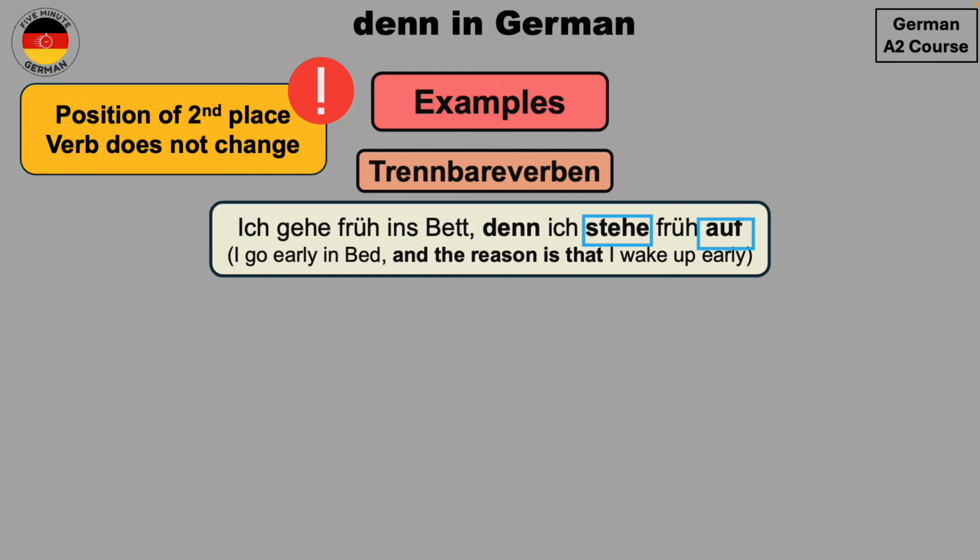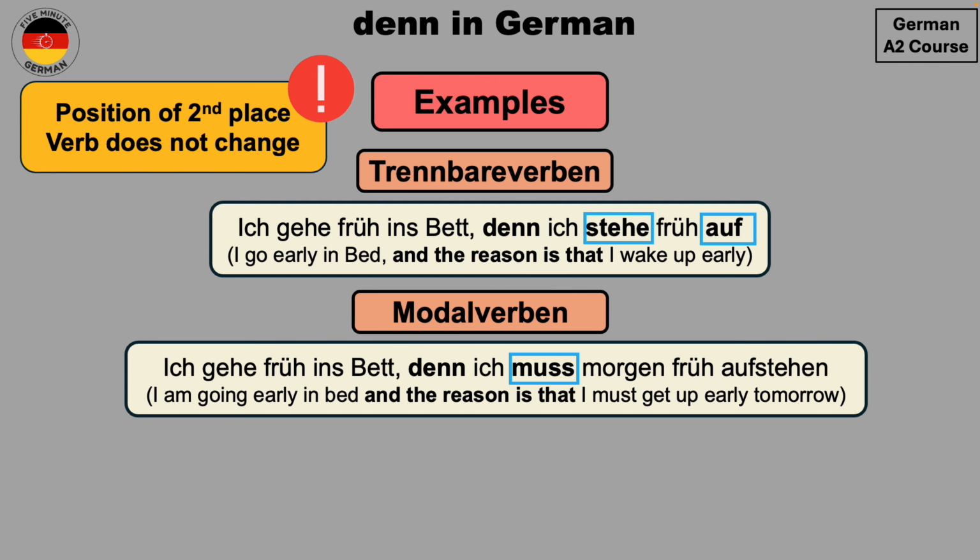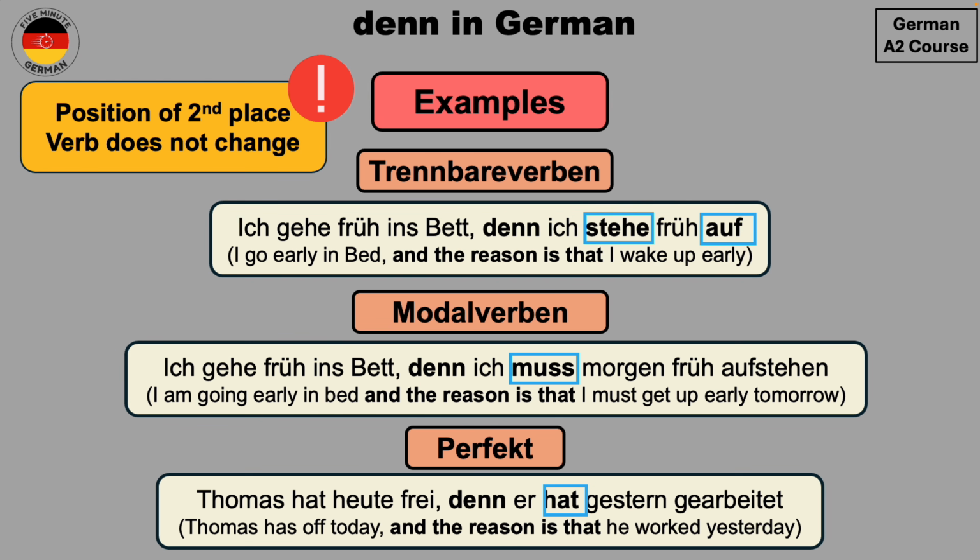So in case of trennbare Verben, the rule will remain the same, that the position of the second place verb will not change. So the sentence will be "Ich gehe früh ins Bett, denn ich stehe früh auf." So you see that it remains in the separated state and will not be combined. For modal verben, again the same thing, "Ich gehe früh ins Bett, denn ich muss morgen früh aufstehen." I am going early to bed and the reason is that I must get up early tomorrow. In case of Perfekt, also the same rule, "Thomas hat heute frei, denn er hat gestern gearbeitet." You see "hat" remains at the second position.